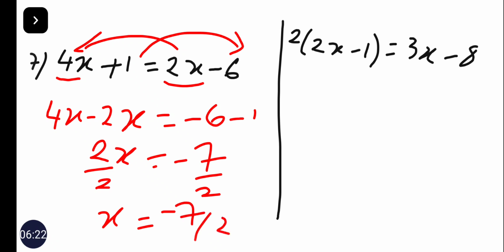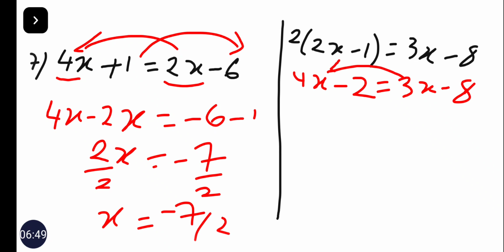Now, we have another example here, example 8. We have 2 into 2x minus 1 equal to 3x minus 8. When we have a situation like that with a bracket, we remove the bracket first. So 2 times 2x is 4x. 2 times negative 1 is minus 2, equal to 3x minus 8.